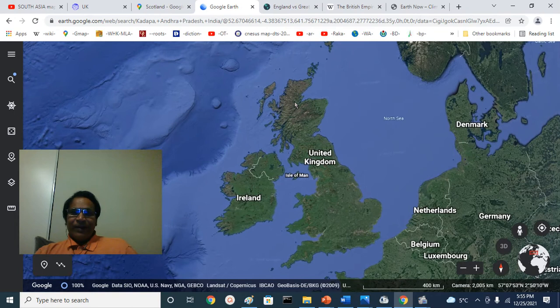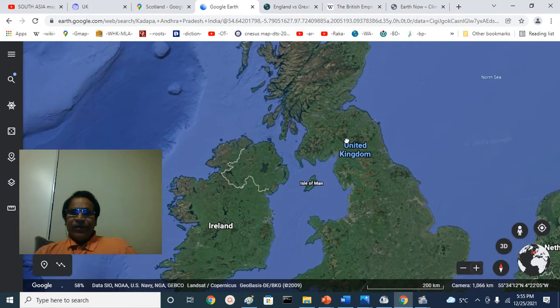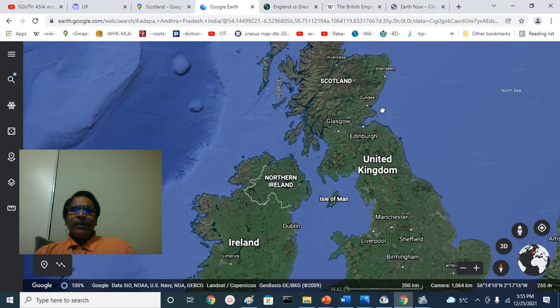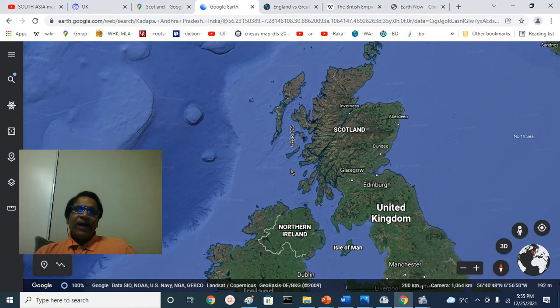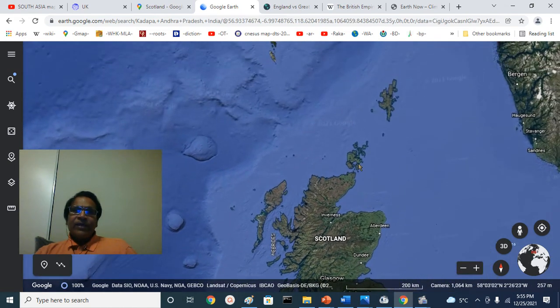The northern part of the kingdom is mostly Scottish Islands, that is the hilly region of the country, and Glasgow, Edinburgh, Dundee, Aberdeen and Inverness here. You can see the islands called the Hebrides here. This is the island called Man, the Isle of Man here, and this is the Orkneys and this is the Shetlands.